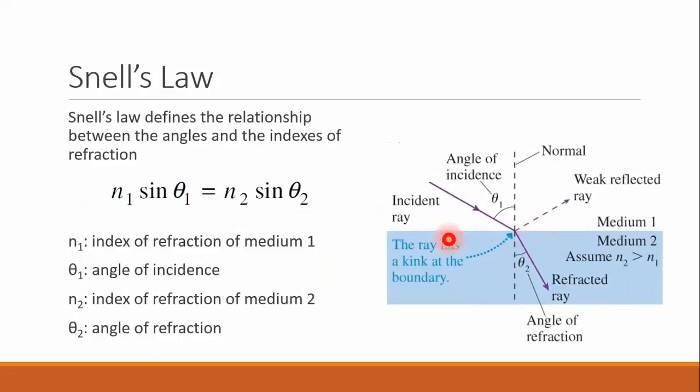The equation that you're going to use is Snell's law. This defines the relationship between the angles and the indexes of refraction, and it is n1 sine theta 1 equals n2 sine theta 2. This is on your equation sheet. n1 is the index of refraction of the first medium, n2 is the index of refraction of the second medium. Theta 1 is the angle of incidence, and theta 2 is the angle of refraction.